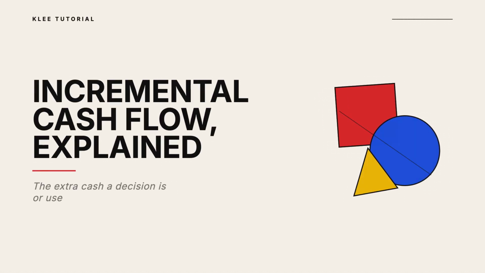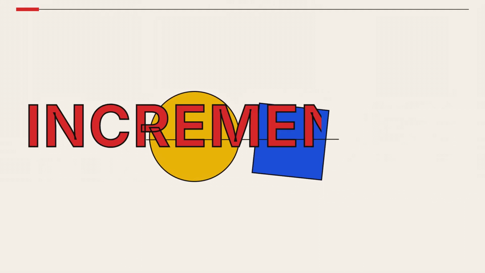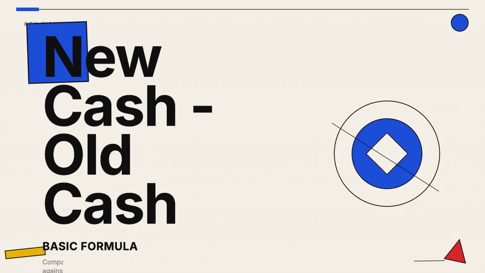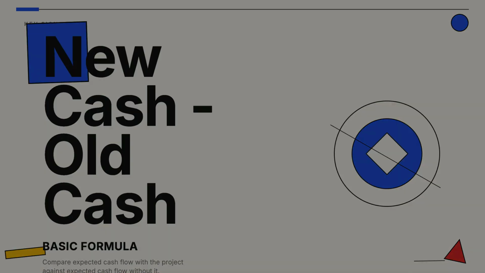Incremental cash flow asks one question: how much cash changes if a project or decision happens? Incremental means additional. In finance, it focuses only on cash flows caused by the specific decision. The basic formula is cash flow with the project minus cash flow without the project.